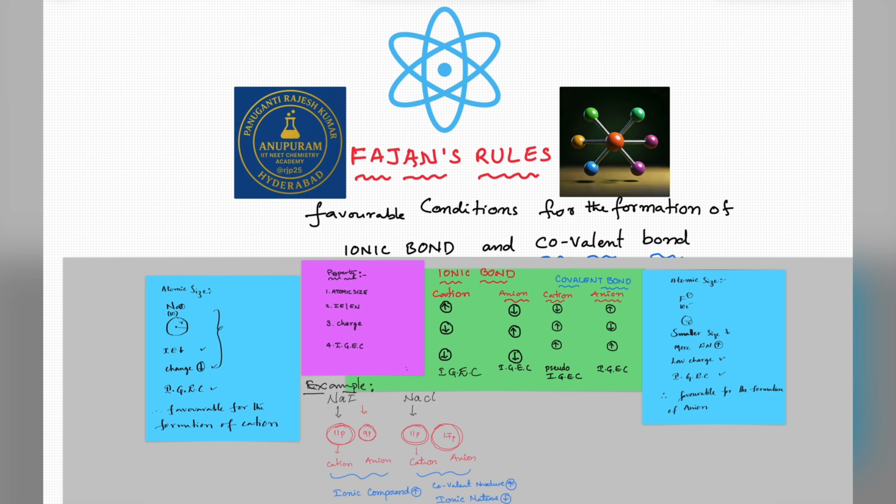Today we are going to discuss Fajans' rules, very important from the objective point of view in IIT JEE, NEET exams, and also MSET, that is TS and AP MSET. I will explain clearly what type of question will come, what is the importance of Fajans' rules, and the relation between formation of ionic bond and covalent bond. Without wasting time, we'll start the class.